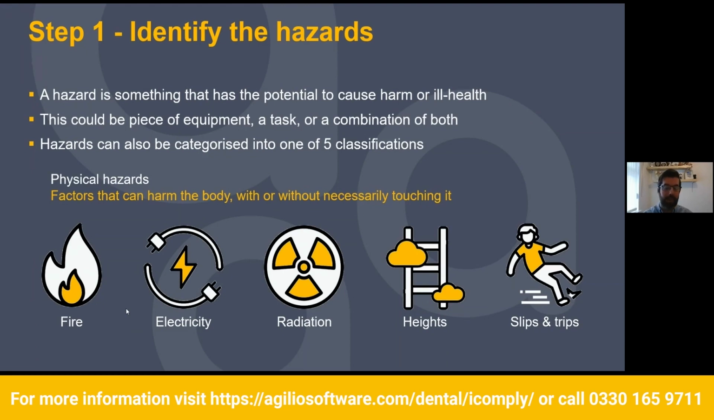Exactly the same with radiation. You point a radiation beam at someone, you're exposed to that radiation risk. But again, we have scatter around radiation that we can't necessarily see, that we need to be aware of. So just to define, it's anything that can harm you through physical touch or without necessarily touching it. The other examples there are physical hazards at heights and slips and trips.